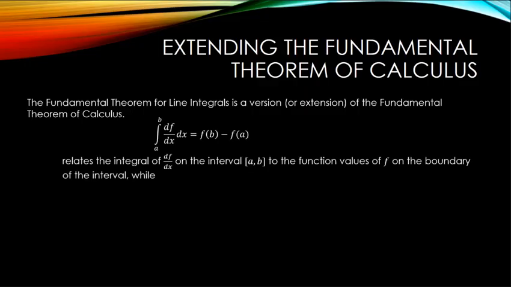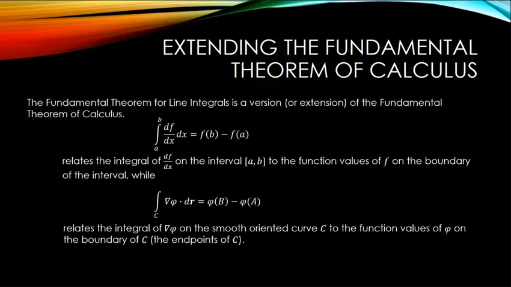Basically, this just relates the integral of the derivative of f with respect to x on a closed interval from a to b to the function values of f on the boundary of the interval. And then we saw that the integral over a region C of del phi dotted with dr was equal to phi at b minus phi at a. This one related the integral of del phi on the smooth-oriented curve C to the function values of phi on the boundary of C, or the endpoints of the region C.